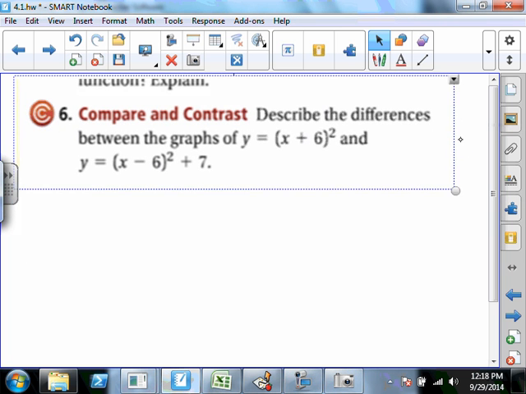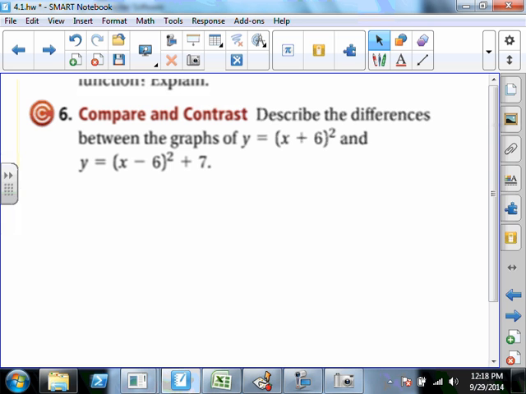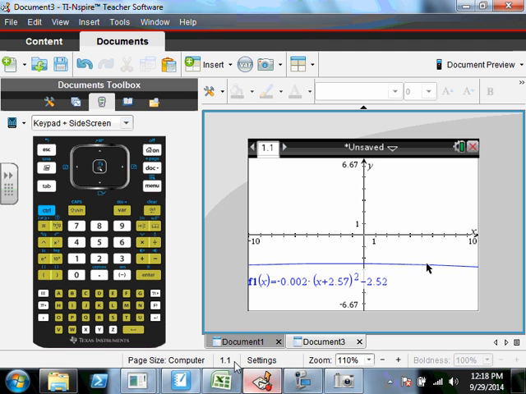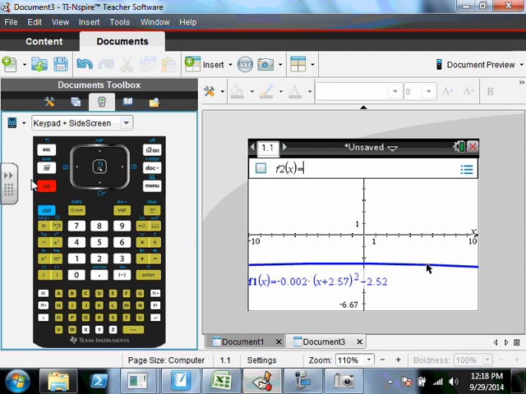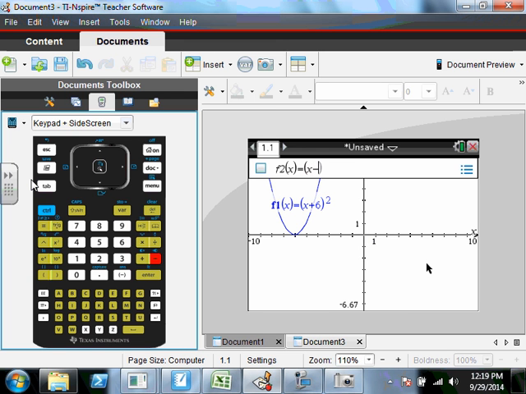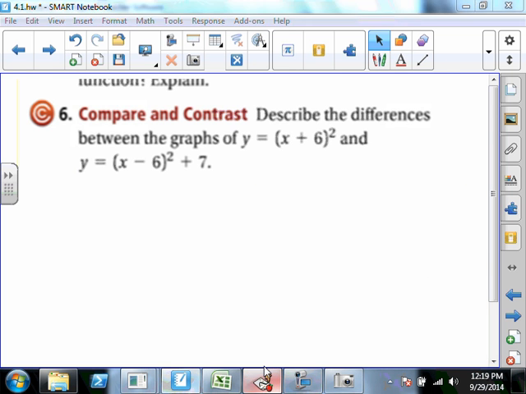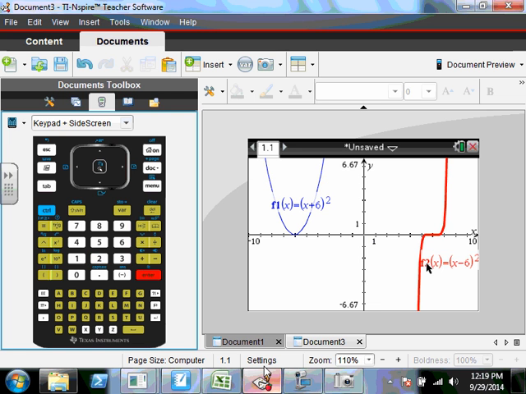So they want to know the difference between x plus 6, the quantity squared, and x minus 6 plus 7, the quantity squared. So let me try something here. So we got x plus 6, the quantity squared. And then we got x minus 6, the quantity squared. And then plus 7 on the end.